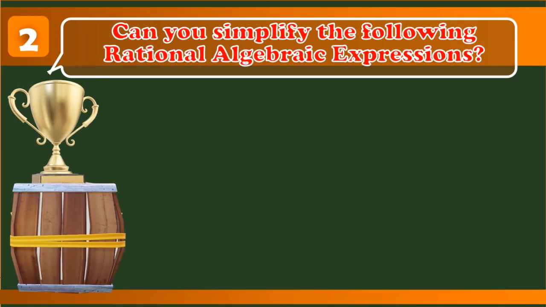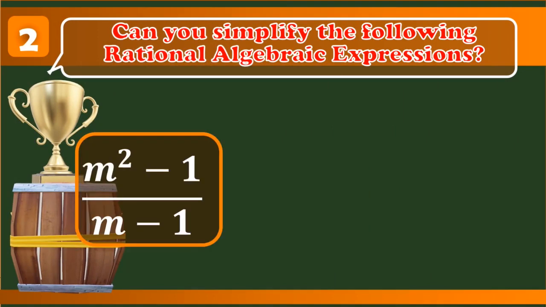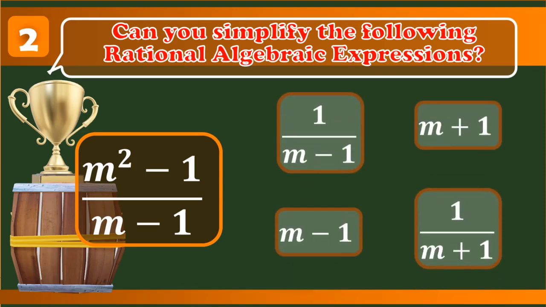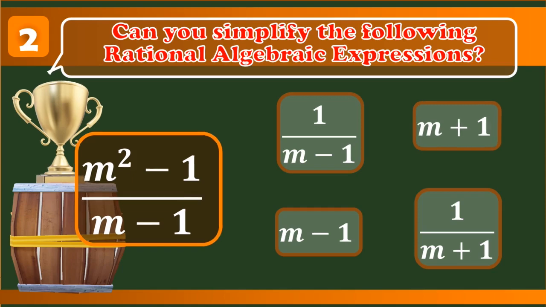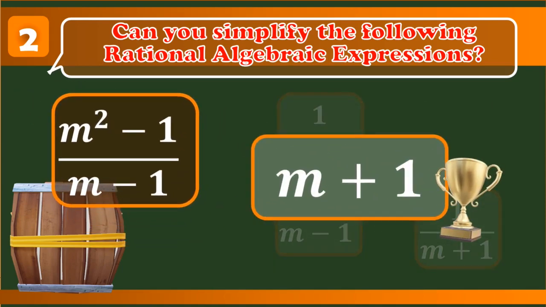Next, can you simplify m squared minus 1 over m minus 1? You are given 4 choices. Try it on your own. Pause. Do you have the answer? Very good. It's m plus 1.